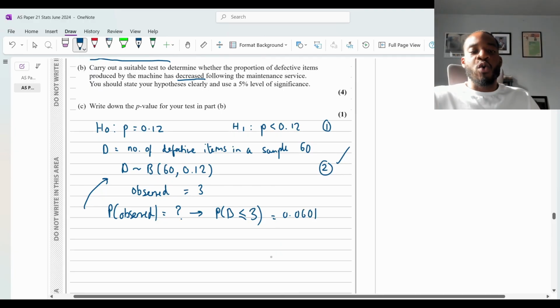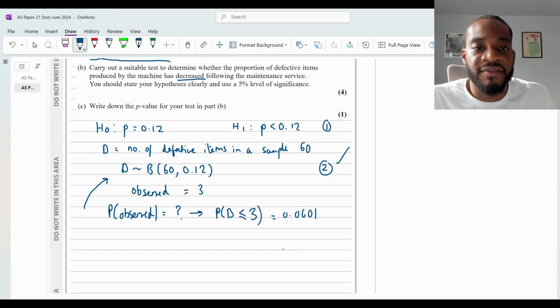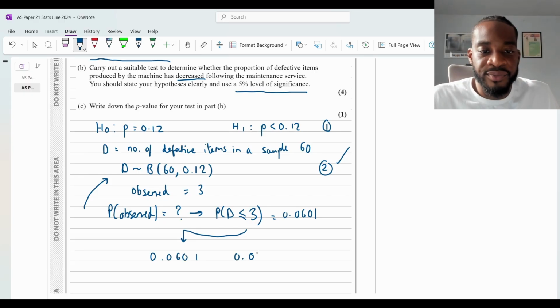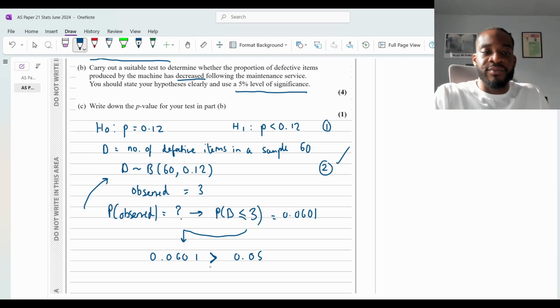0.0601. Now, what we need to do is compare this with the significance level. The significance level is 5%. So what you do from here is you're going to put 0.0601 here. You're going to put 5% here. Now, is this larger than or smaller than? This is larger, right? It is greater than 0.05. What do you do from here?